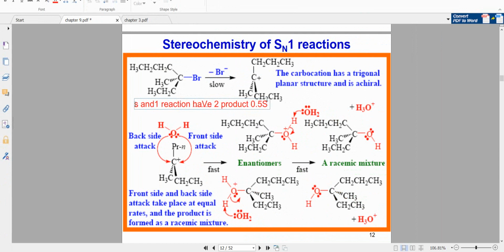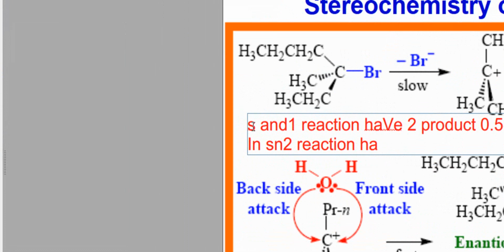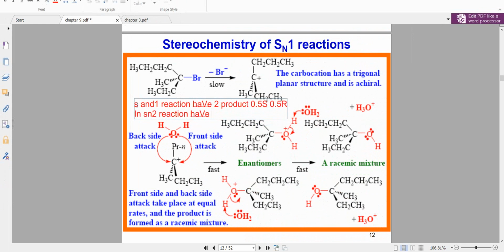Note number two. In SN2 reactions, we have only one product with opposite configuration. So I say again, SN1, two products. SN2, one product.